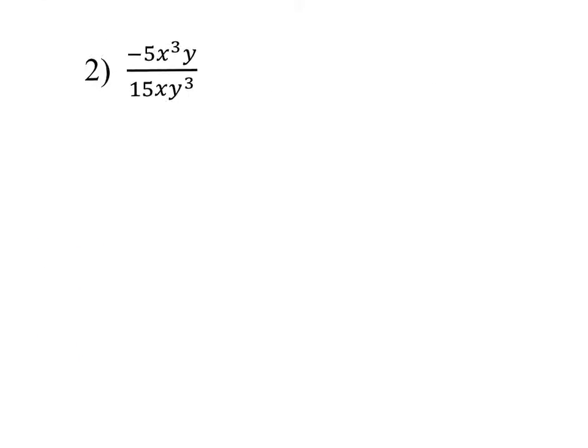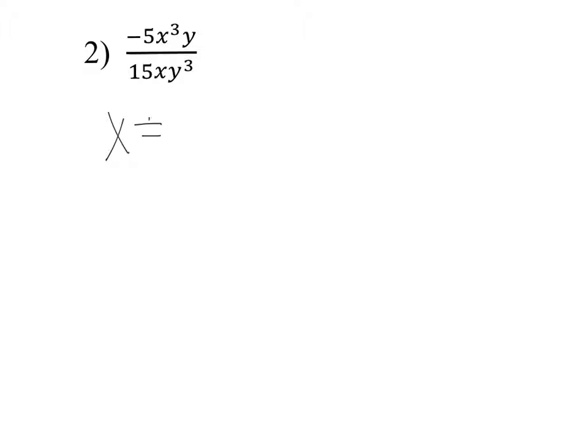Question 2. There's nothing to factor here, and nothing to simplify by multiplying over here. So I'm first going to state my restriction. X is on the bottom, so that can't equal 0. Y is on the bottom, that can't equal 0. First thing I'm looking at are these two right here, because they're both the same. So that would be like a negative 1 over 3, simplifying that fraction.